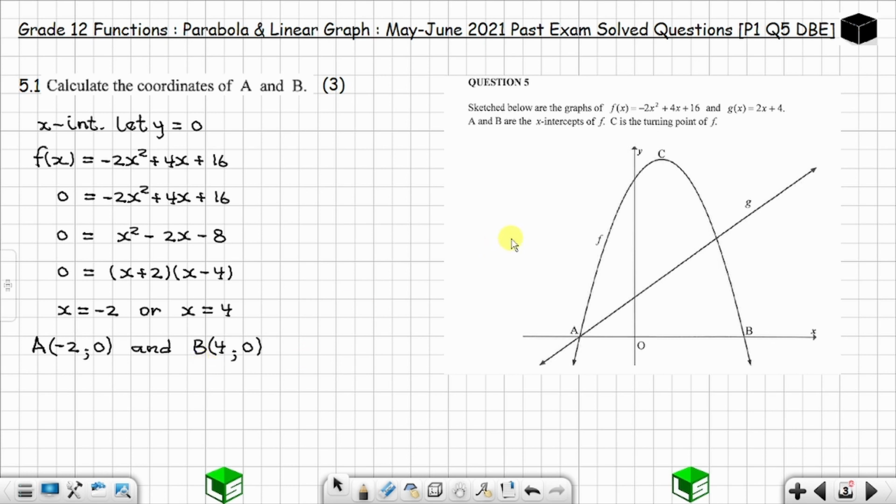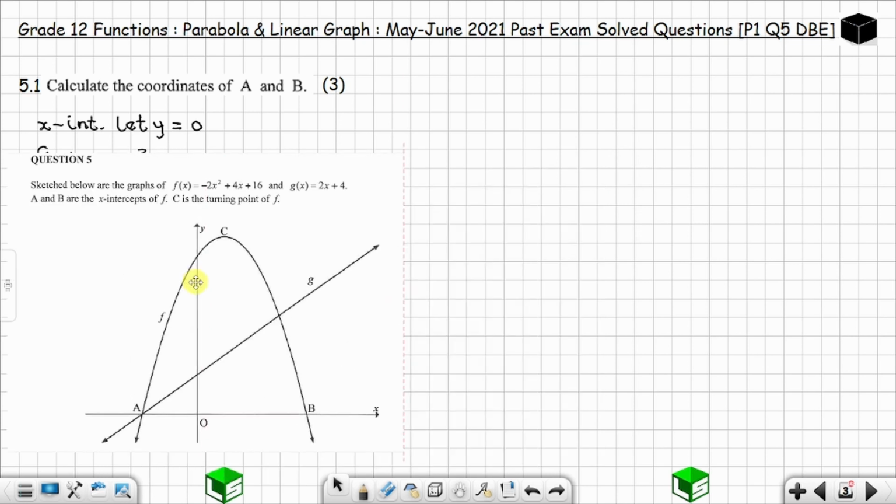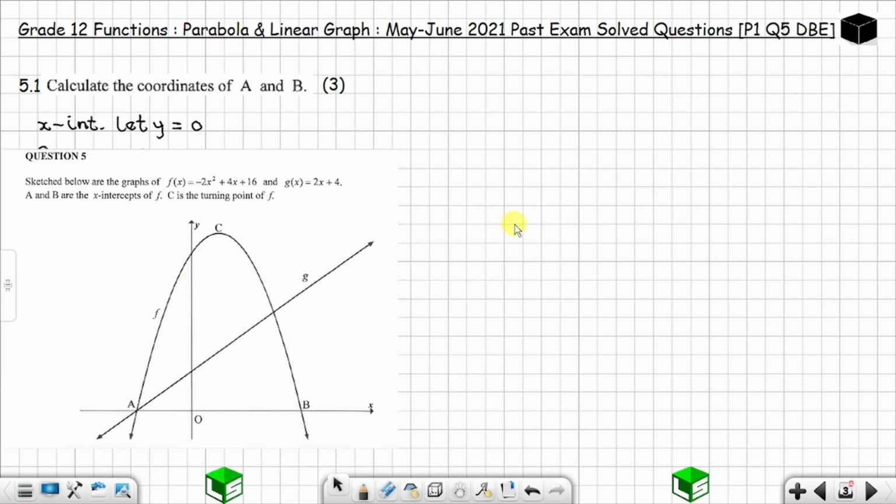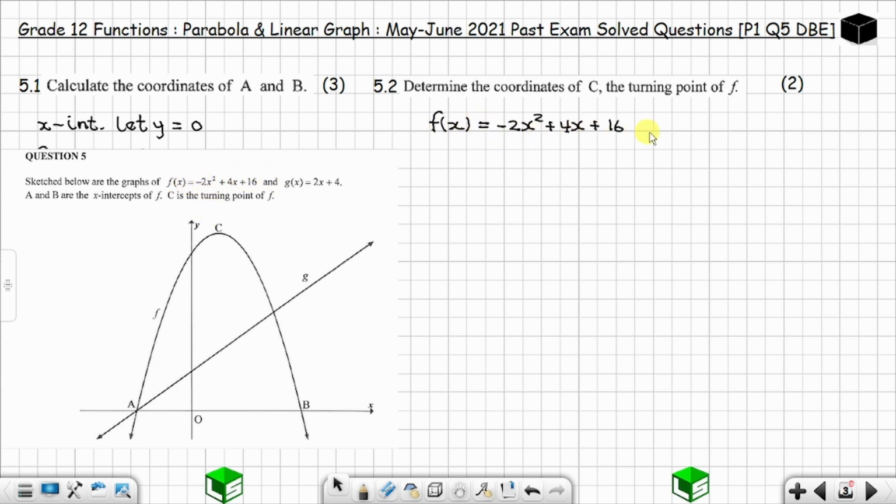Okay, let's do the next question. Let me get this question there. Okay, I can put it there. So the next question is 5.2. The question says, determine the coordinates of C, and C is the turning point of f. You can see there's C. This question is 2 marks. Okay, so f of x is given, you still have it there, which is equal to this. It's given there. So you need to find what?